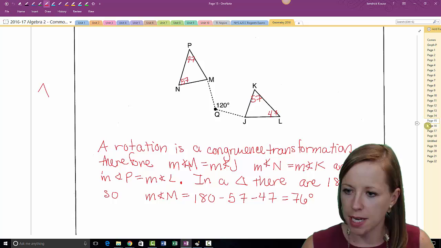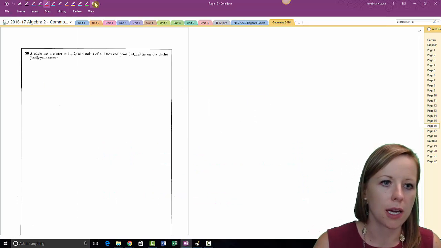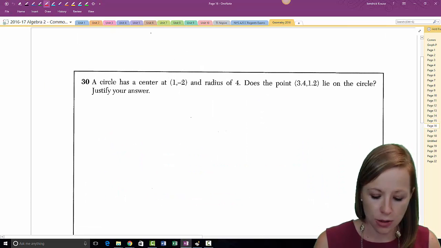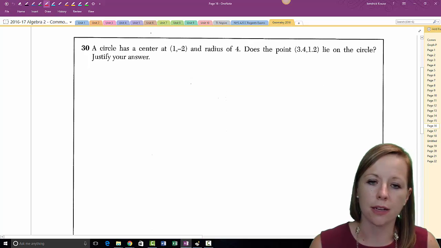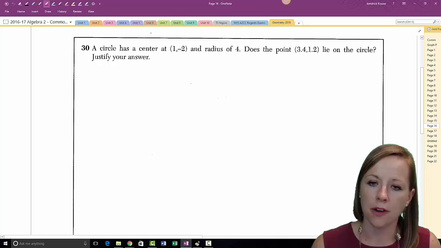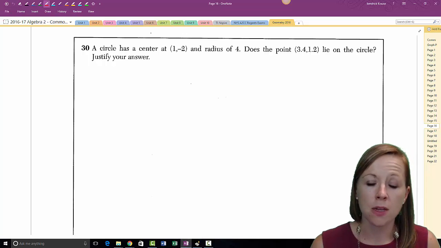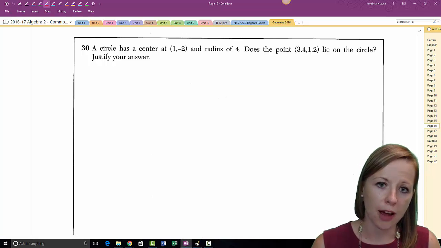So let's go on to page 16. What is this one? Okay. A circle has a center at (1, -2) and a radius of 4. Does this point lie in the circle? Justify your answer. Okay. A lot of people tried to use their graph paper.